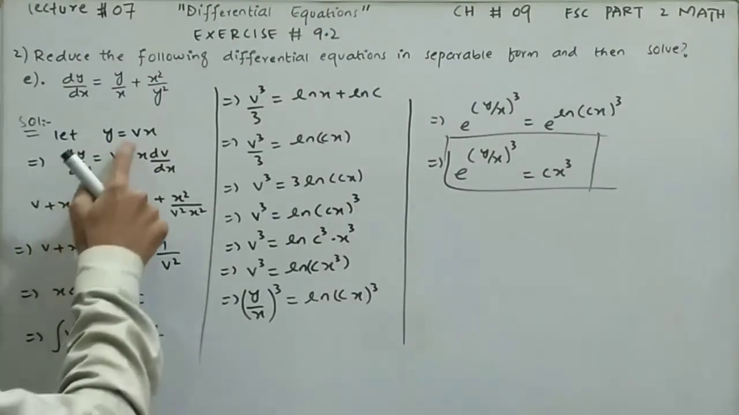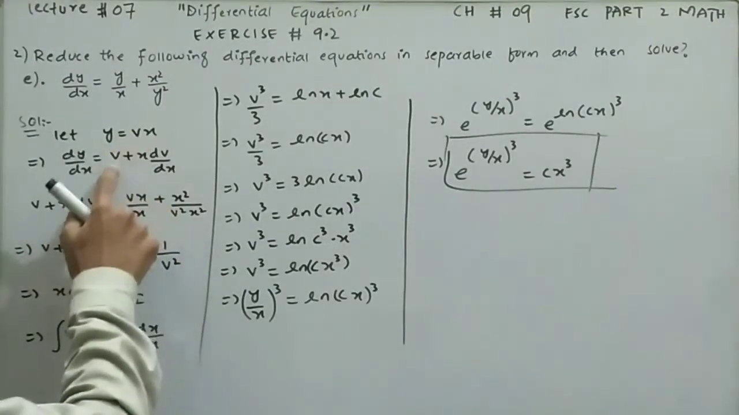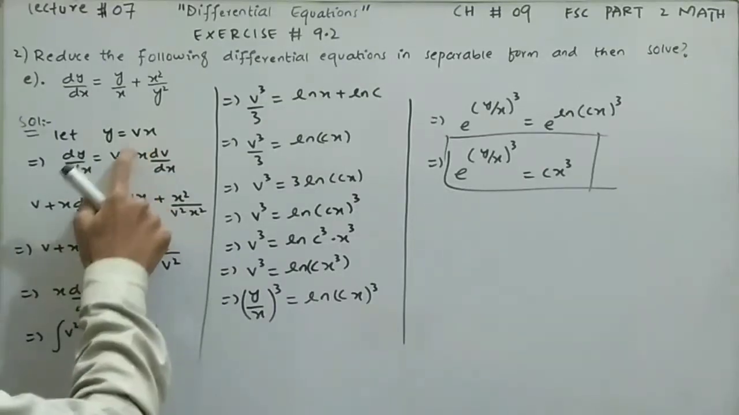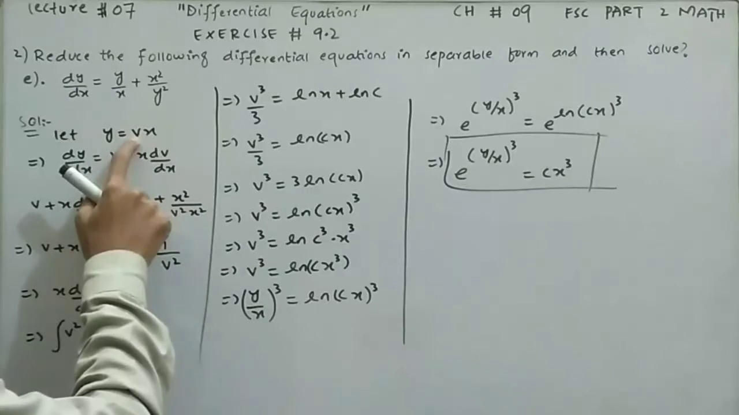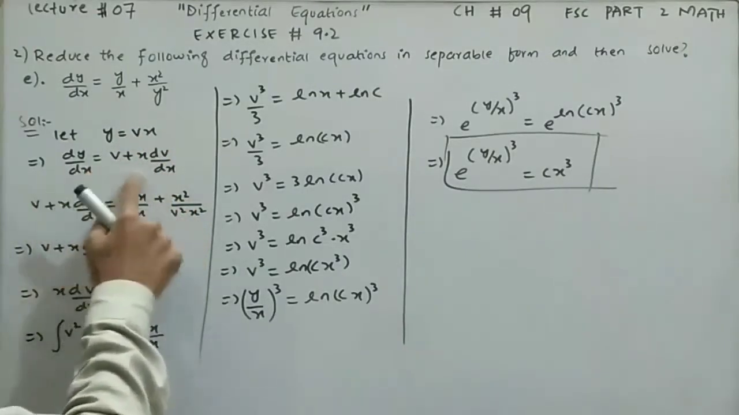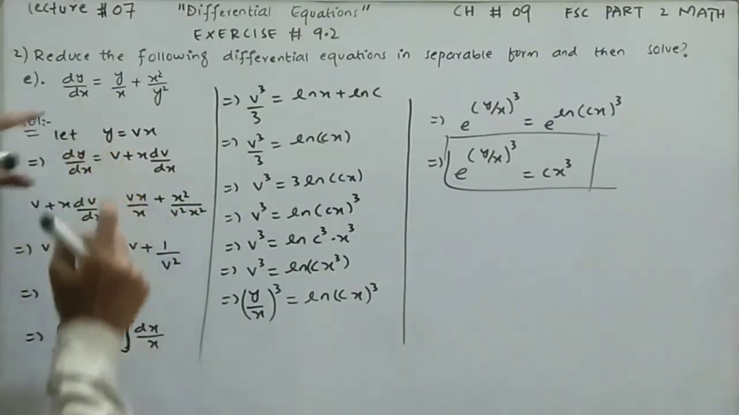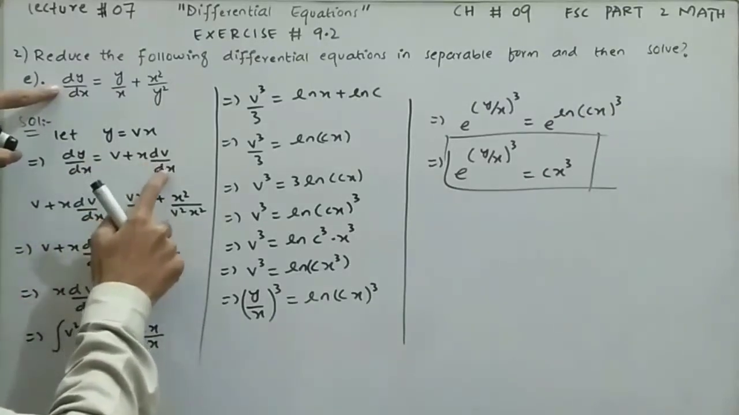So dy over dx. Over here use product rule. First function v, derivative of the second function x is 1, so we are left with v, plus second function x, derivative of the first function with respect to x is dv over dx. Using this value in the given differential equation, dy over dx is v plus x dv over dx, put over here.